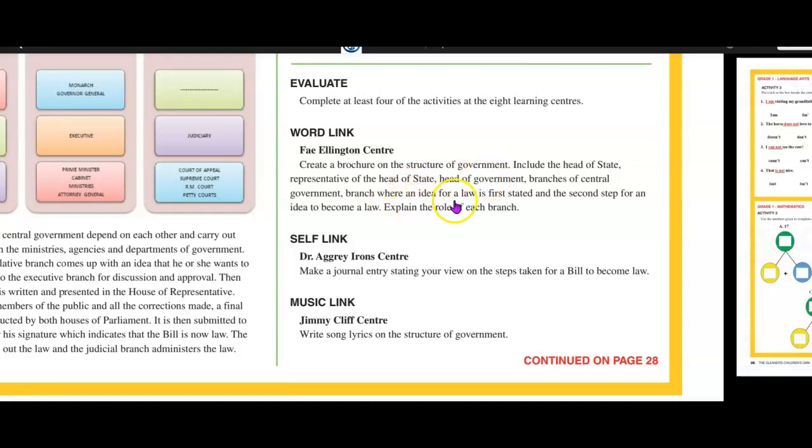Branches of central government. Branch where an idea for a law is first stated, and the second step for an idea to become law. Explain the role of each branch. Self-link from the Dr. Agri Irons Center. Make a journal entry stating your view on the steps taken for a bill to become a law.